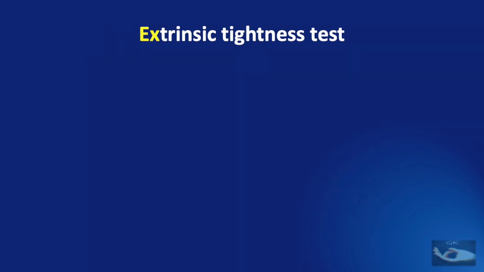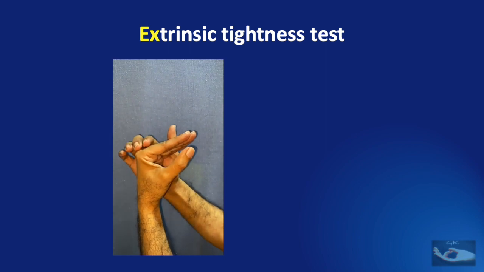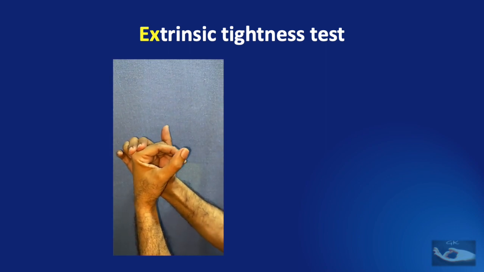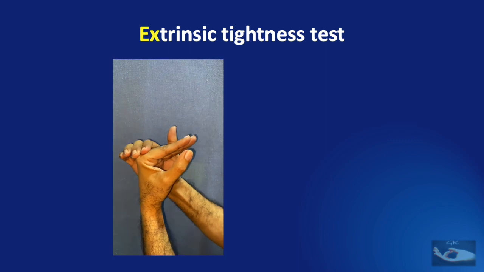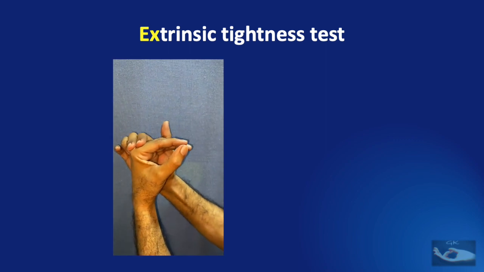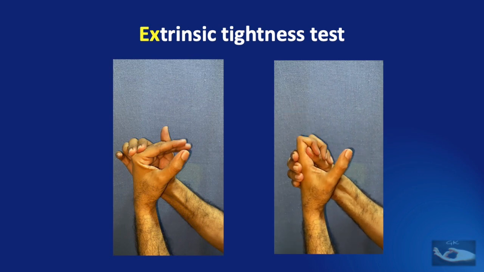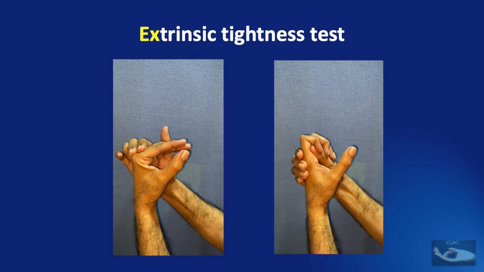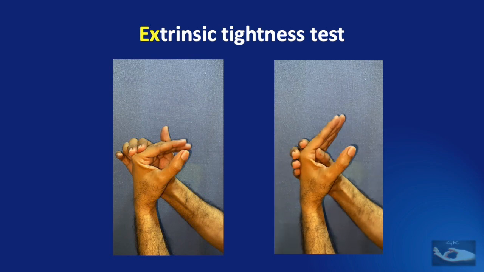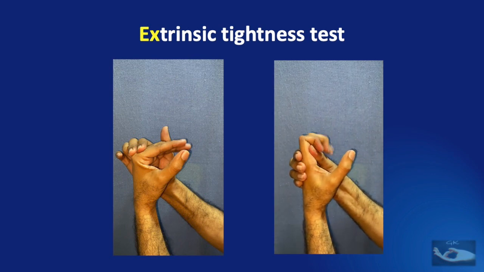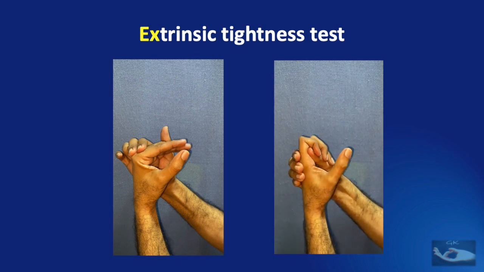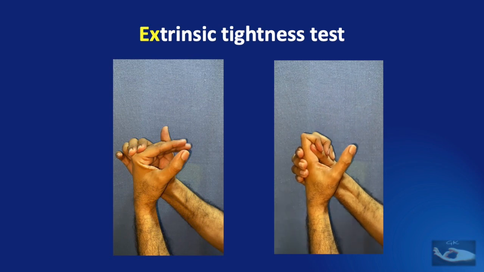We have seen the intrinsic tightness test. Let us see the extrinsic tightness test just to understand the difference. Here the metacarpophalangeal joint is kept in flexion. The patient will not be able to flex the interphalangeal joints or will find it difficult. But when we place the metacarpophalangeal joint in extension, the patient will be able to very easily flex the interphalangeal joints. This indicates tightness of the extrinsic extensor tendons.